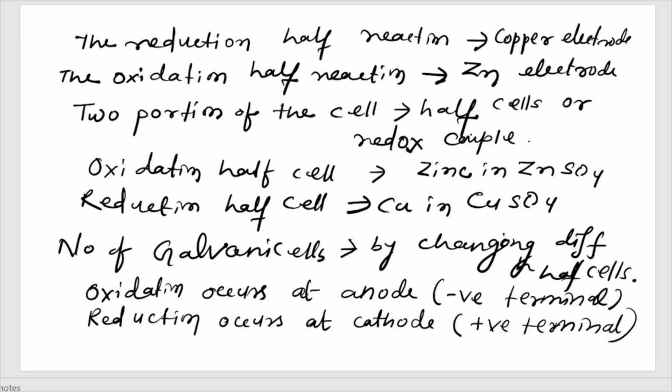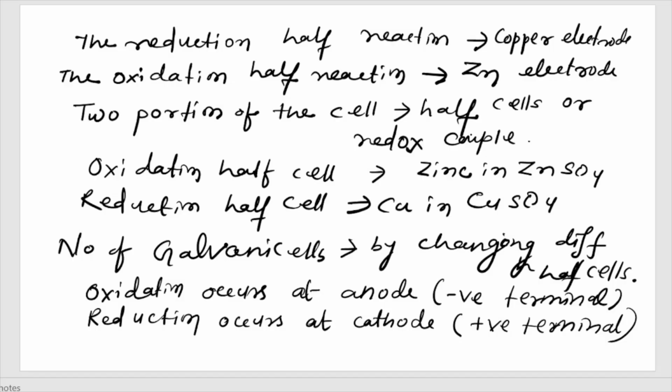The two portions of the cell, the half cells, form a redox couple. The oxidation half cell is zinc in zinc sulfate solution. Clear? I have written it here clearly. Where is oxidation happening? Zinc in zinc sulfate solution. Where is reduction happening? Copper in copper sulfate solution. Why do we call it the oxidation half cell for zinc? Because zinc loses electrons. Why the reduction half cell? Because Cu2+ gains electrons.